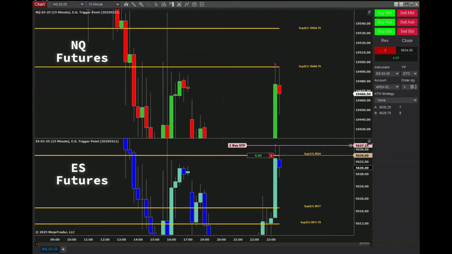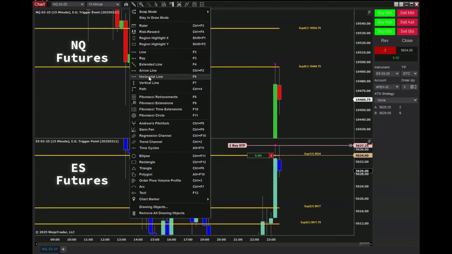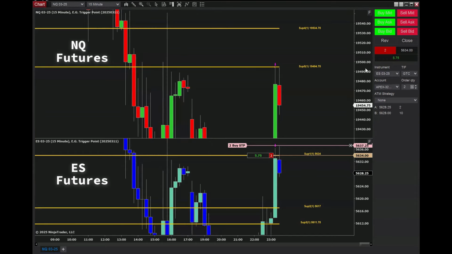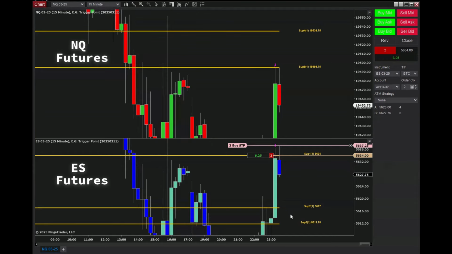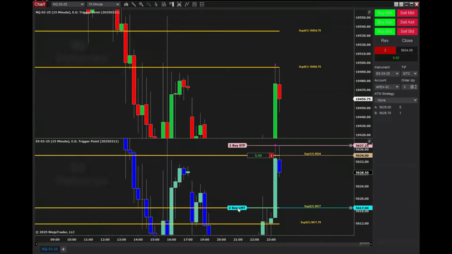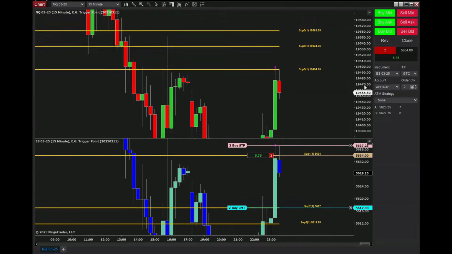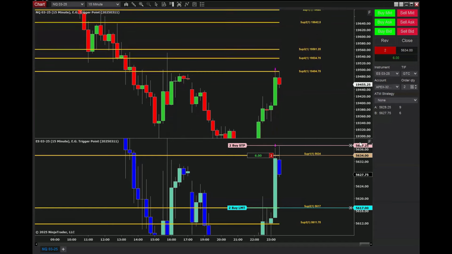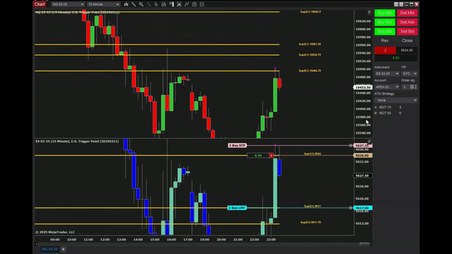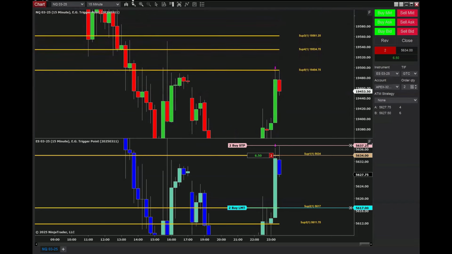Regarding the profit targets, one possible profit target can be a support level, trigger point. But here's the thing. While ES has a support level down here, NQ doesn't. So I'll exit with one contract on ES when it reaches its trigger point support level, and I'll do it on NQ at the same time. To me, ES support level is a good profit target for NQ as well. So this is with one contract.